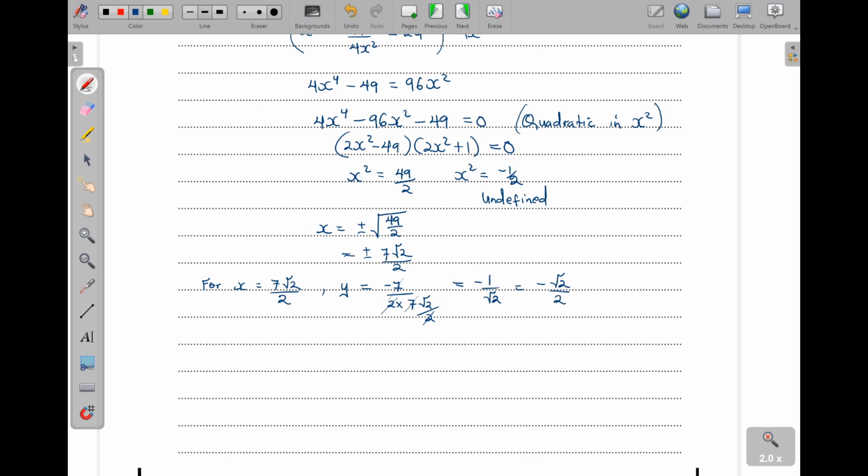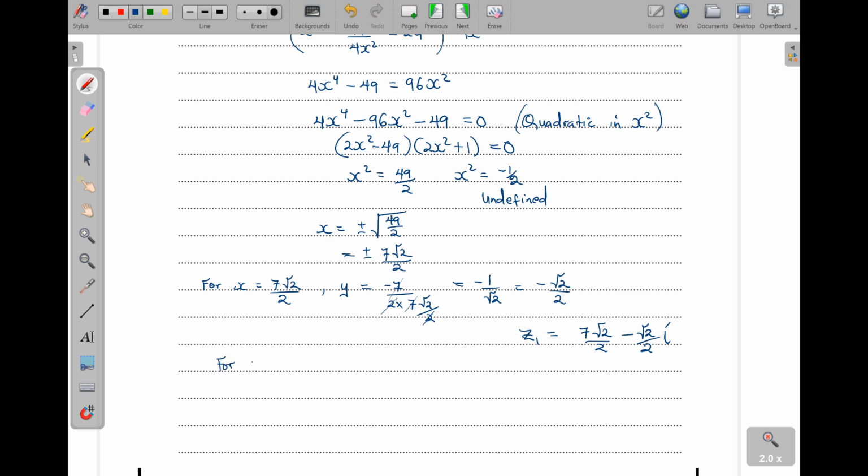Okay? So meaning one of the roots, which I can call maybe z1, is going to be 7 root 2 over 2, then minus root 2 over 2 i. Okay, remember it is x plus yi. You see that?